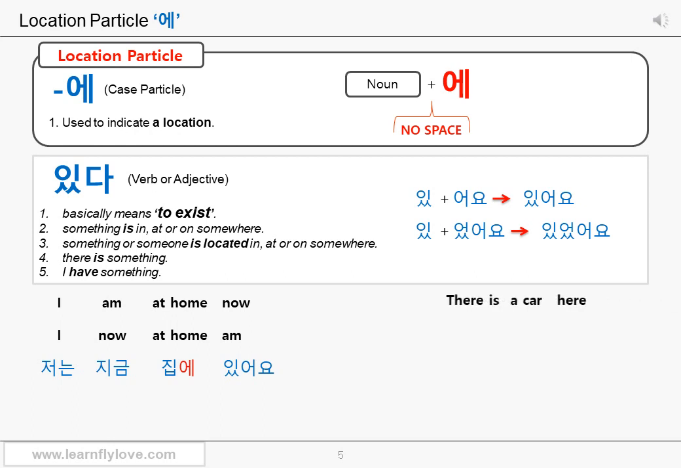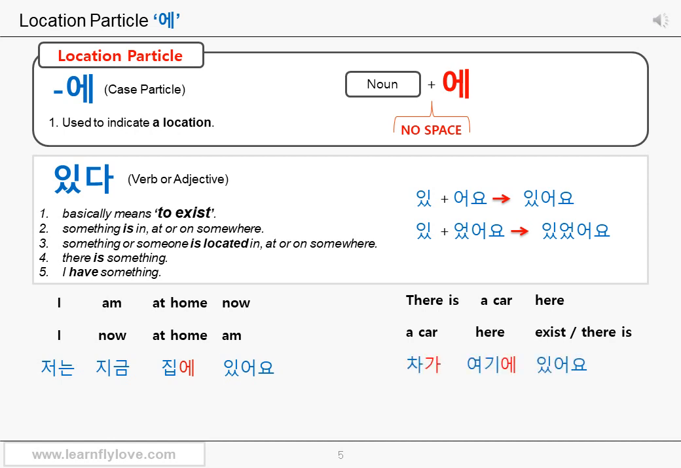Let's see the next example. There is a car here. A car is here, or a car is located here. There is, in English, is used to indicate the existence of something. We don't have such a thing like there is in Korean, but we have the predicate 있다. A car here exists, or there is. A car is used as a subject because there is no such a thing there is in Korean. So a car has to be a subject and need to make a sentence like a car exists here. A car is located here.